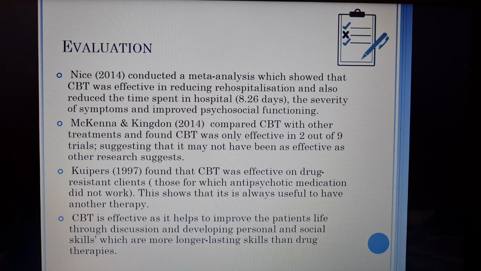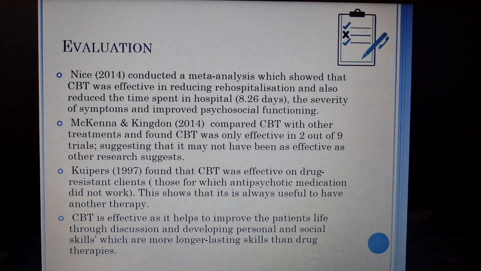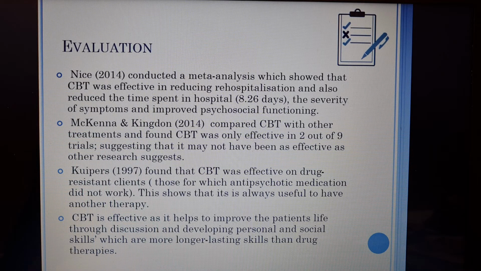Next, just going to have a look at some of the evaluation points, so using some supporting studies on this area, on CBT. So let's have a look at some of the other studies that have been carried out. NICE 2014 conducted a meta-analysis. A meta-analysis is obviously a collection of studies where they'll look in detail and analyse those. And this showed that cognitive therapy was effective at reducing rehospitalizations and also reduced the time that was spent in hospital by 8.26 days, as well as the severity of the symptoms. Generally, psychosocial functioning, so the general functioning and well-being, also improved. So there's a study there for support which shows that it did help.